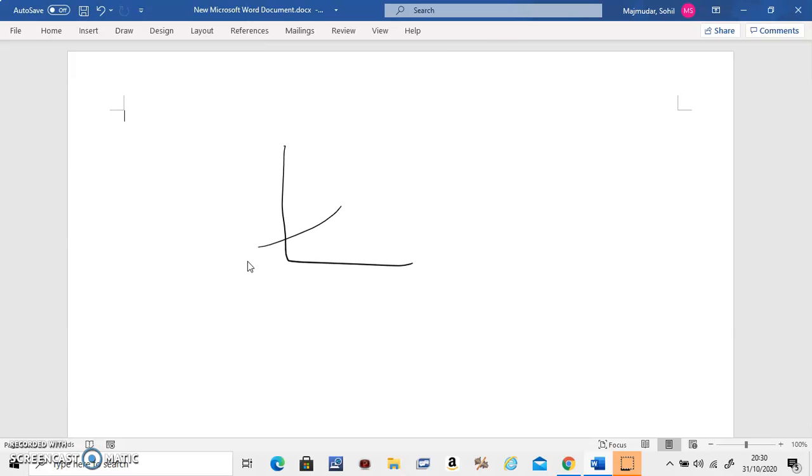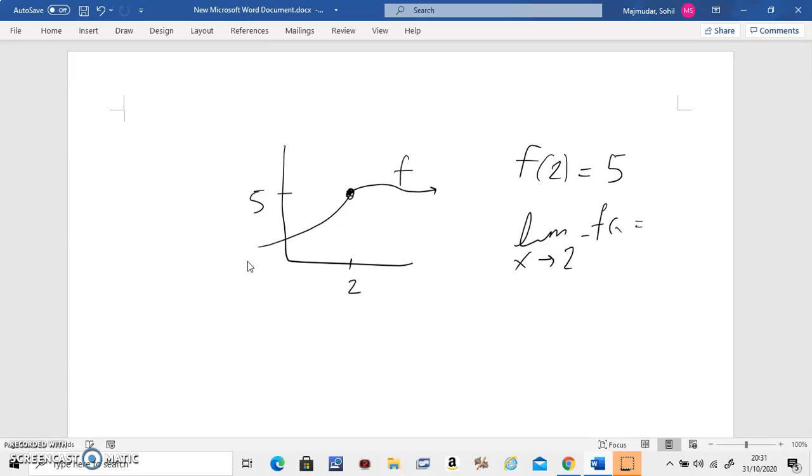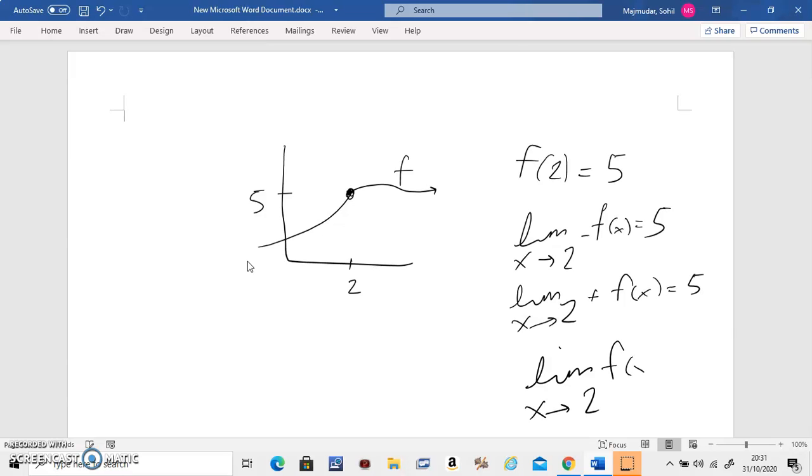A simple example would be something like this. So this is 2, this is 5. So this is f now. Now what is f of 2? 5. What is limit x approaching 2 minus of f of x? 5. Similarly 2 plus is 5. Now if these two are equal, the limit without the plus and minus is also 5.